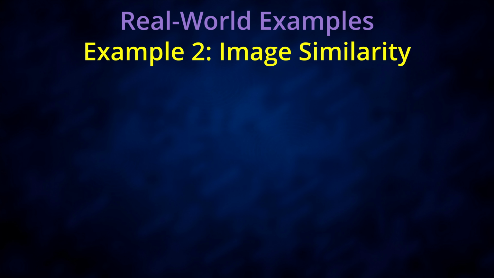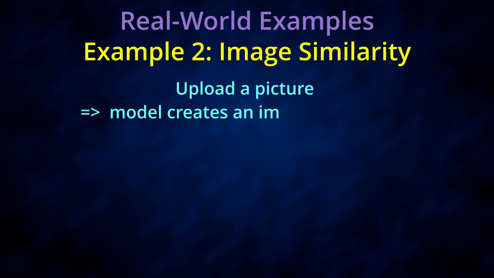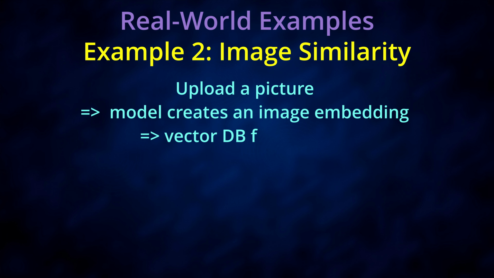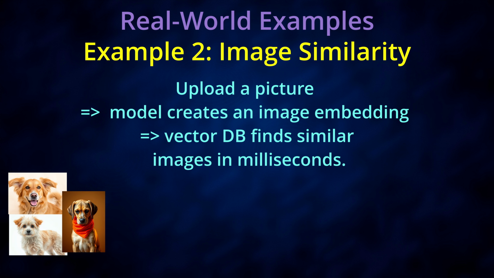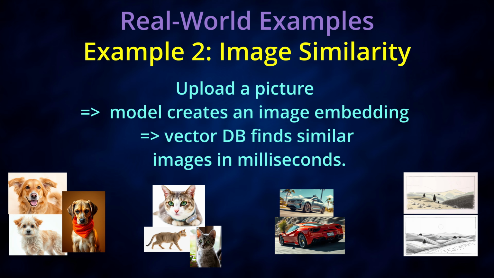Image similarity. Upload a picture. Model creates an image embedding. VectorDB finds similar images in milliseconds. Example, clusters of dogs, cats, cars, landscapes.